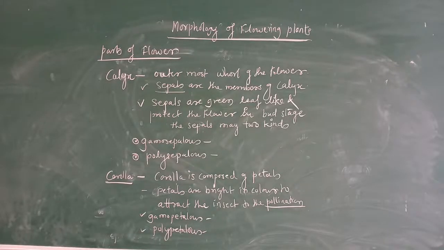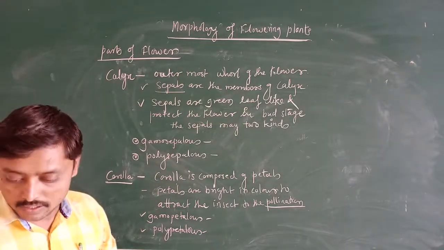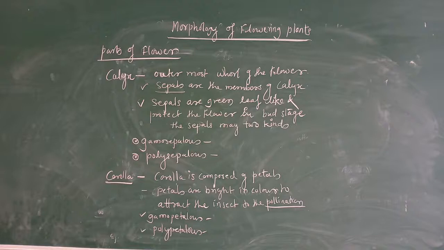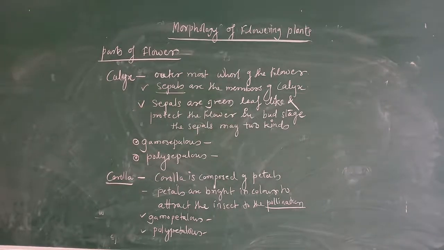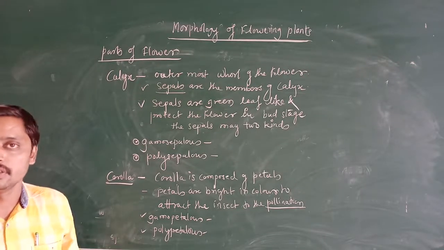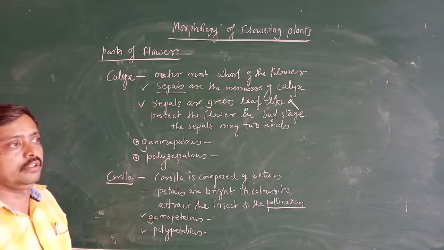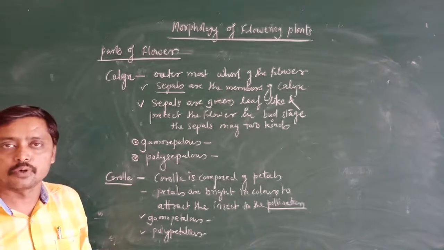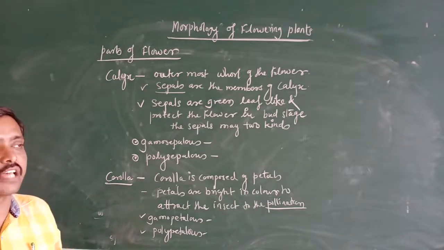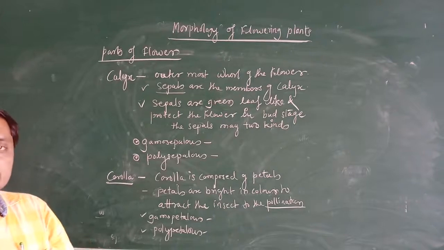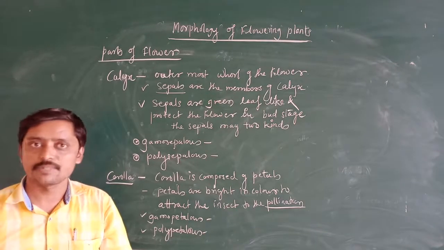Okay, good afternoon students. In the previous video, what were we discussing? We were discussing the different kinds of flowers based upon the position of calyx, corolla, and androecium with respect to the gynoecium. In that class, we studied three different kinds of flowers: hypogynous flower, epigynous flower, and perigynous flower.